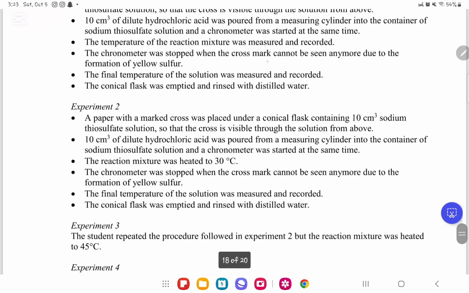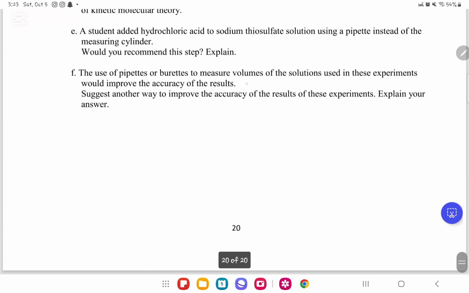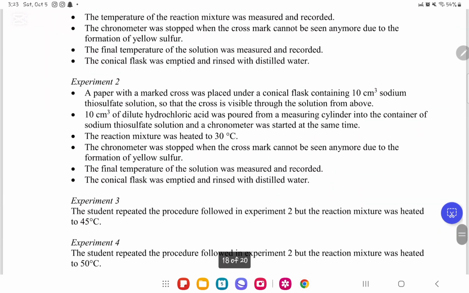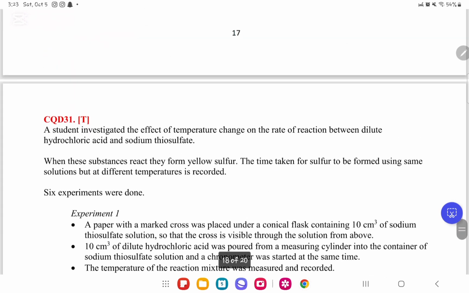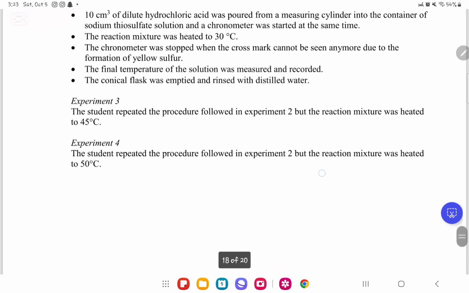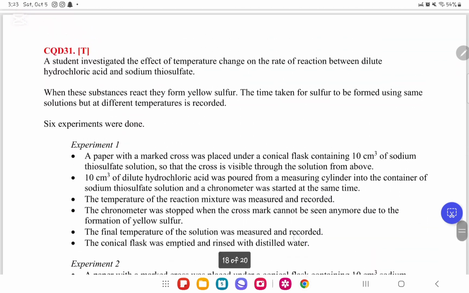Now finally CQD 31, which I think is the last question. Yes, it is. So it is the last question of this chapter 9. Let us start. A student investigated the effect of temperature change on the rate of reaction between dilute hydrochloric acid and sodium thiosulfate. When these substances react, they form yellow sulfur. The time taken for sulfur to be formed using the same solutions but at different temperatures was recorded. So this is experiment 1, and then experiment 2, experiment 3, and experiment 4.